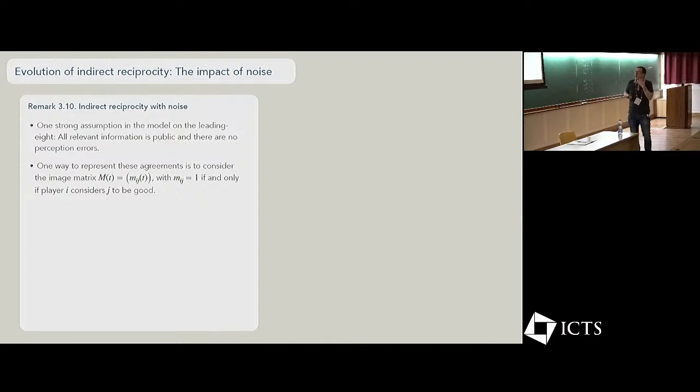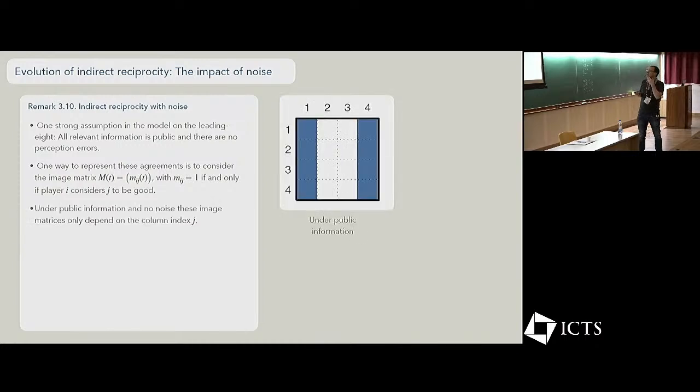And one way to represent such a situation is by looking at what is called an image matrix. An image matrix is just an n by n matrix, and the entry Mij is 1 if and only if I think person j is good. And so this is my graphical representation of an image matrix. This is a population that consists of 4 individuals.